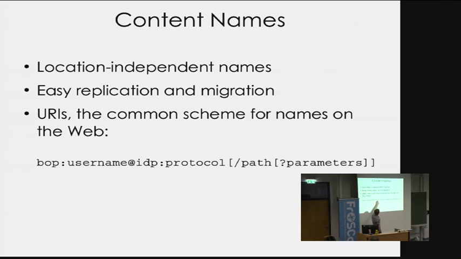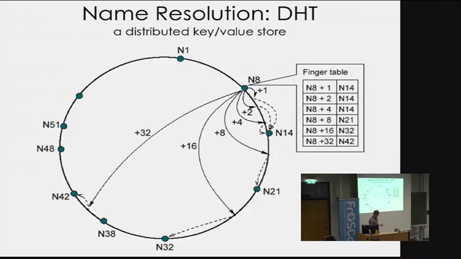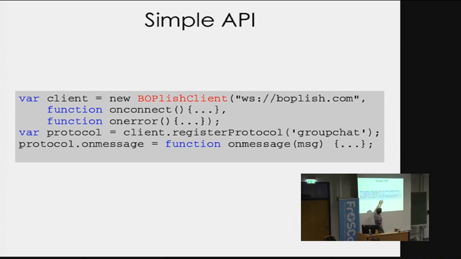Every client can run different protocols inside a Boblish network. You can say, all right, register this protocol, which is group chat here. So when you have a group chat application and you want to be reachable at the protocol group chat, the URI would be bob:user@example.com/group chat, colon group chat. Then you can receive messages on this protocol, right? Every client does this and can also call, oh, I didn't include that. Every client can also send data on this protocol.